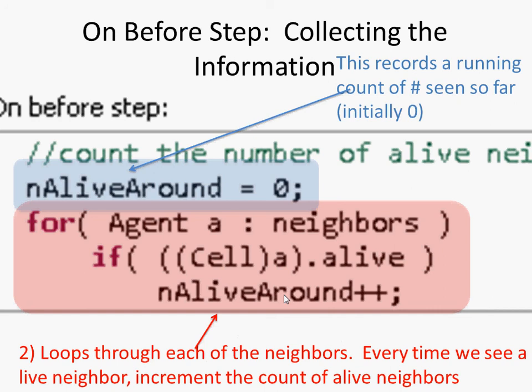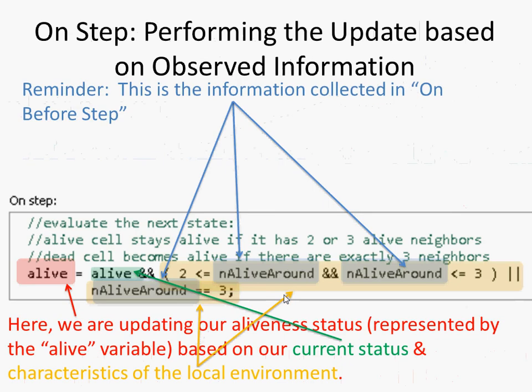The whole job of this is, before anyone changes their aliveness status around us, we want to gather all the information we're going to need to determine what we should do. So there's no funny business with halfway through when I'm doing this, somebody else already updated, and I don't know what their state was. All I know is their new state. This allows everyone to look at the situation before. And now, this is the on step. So that was on before step, before anyone updated. This is where people update. And this is the other part of the belly of the beast.